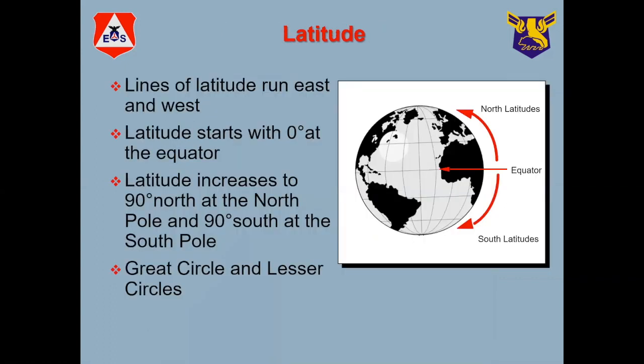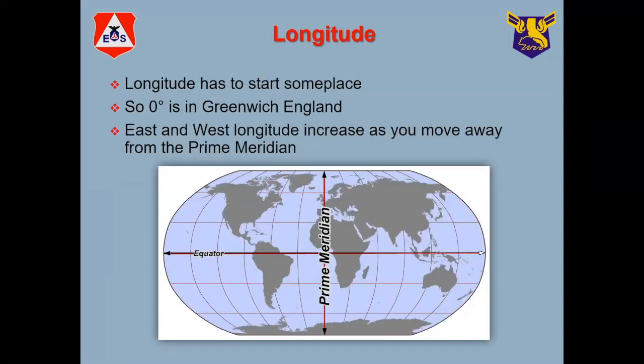I'll talk about latitude first. Lines of latitude run east and west. The line in the very middle is the equator, of course, and it's the great circle, and all other lines of latitude are lesser circles. If we look at the actual globe, you'll see that each line of latitude is actually, the diameter becomes less and less as we go up. And the Mercator map kind of distorts that by flattening everything. Latitude starts with 0 degrees at the equator and increases to 90 degrees at the north and 90 degrees at the south pole.